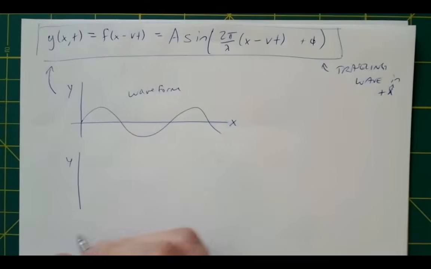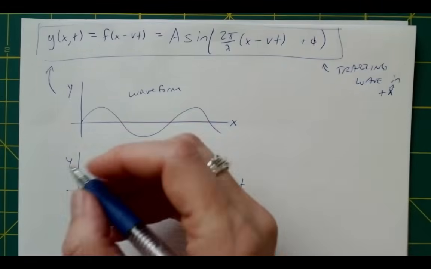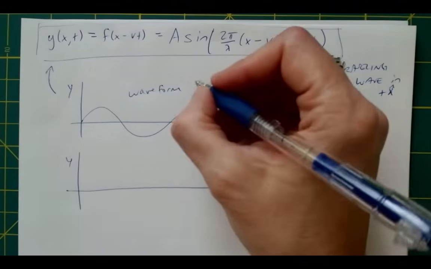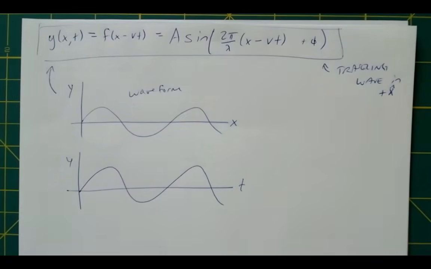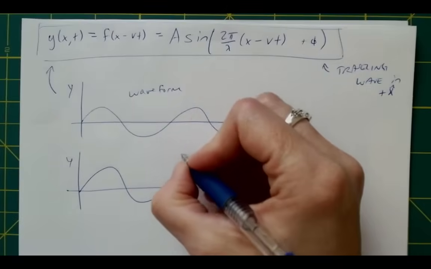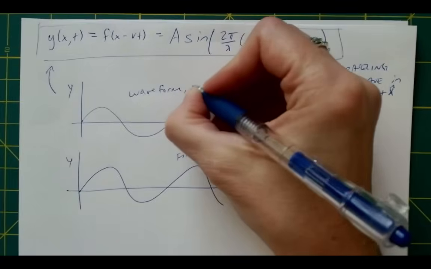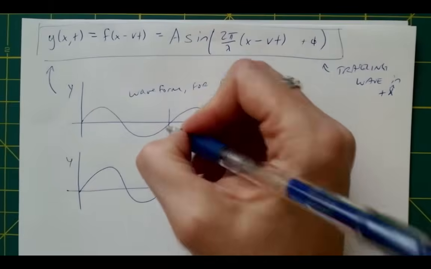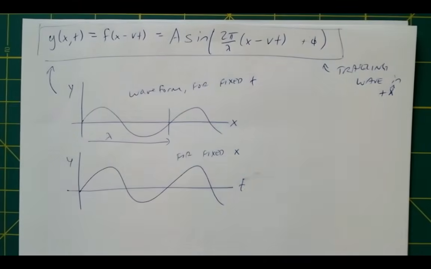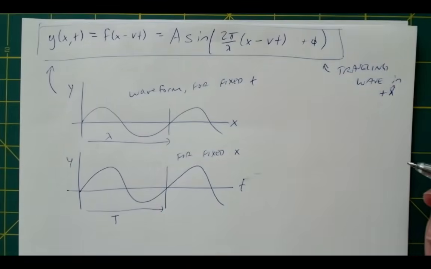And then we can also plot y as a function of t for this. And y as a function of t would be at a fixed location x. And so it might also have this same shape, right? So this is now going to be for a fixed x. This waveform is for a fixed time. This one is the one where we could get wavelength. This one is the one where we got the period of the oscillation.